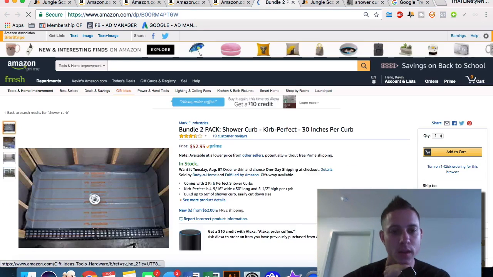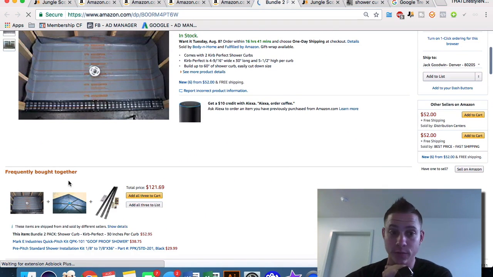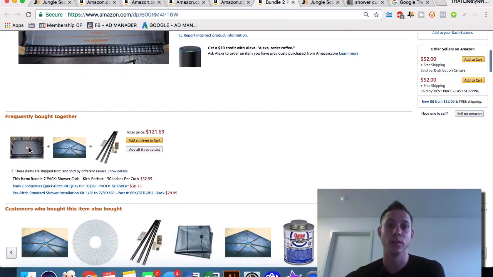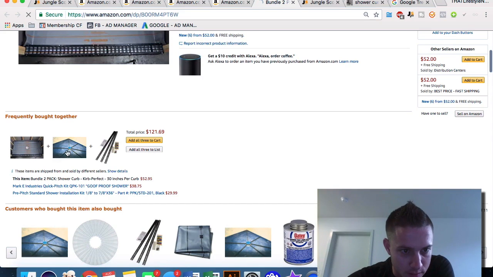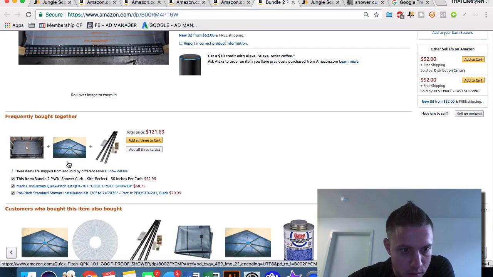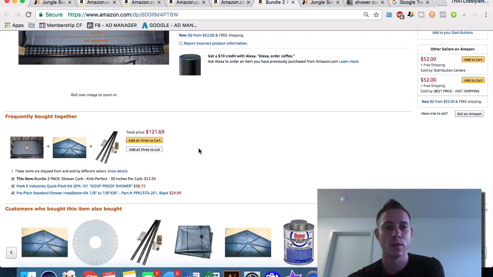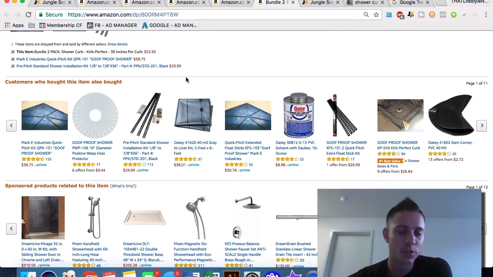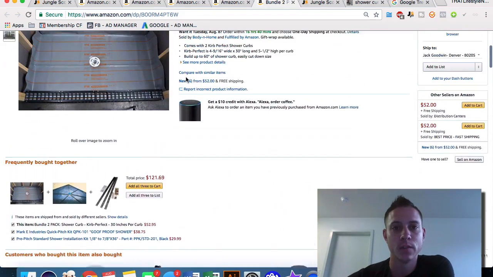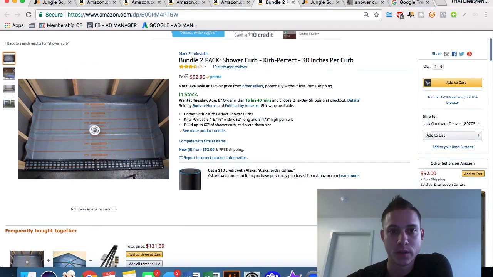It's a 2-pack. Let's see if there's, okay, so here we go, frequently bought together. So this is perfect for bundling. And so it looks like it's a quick pitch kit, a pre-pitch standard shower installation kit. So this is basically building a shower for the most part, at least the basin, for $120. Which appeals to a lot of do-it-yourself type people. It appeals to contractors building these out and charging premiums, right? Buying them from a very cheap kind of pricing through Amazon.